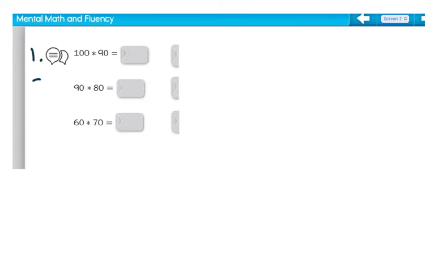Let's do the same thing, but with extended facts. Number 1 to 3, and write the product. The product is the answer when you multiply. Pause your video and write the product for each of these 3 problems.